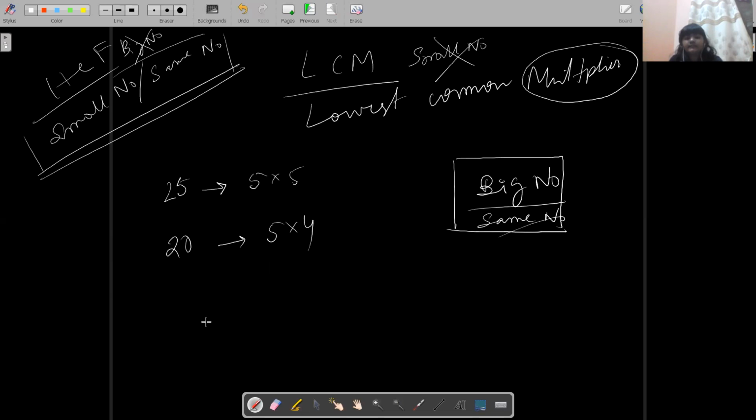It can be the same as one of the numbers or as all the numbers. I have already shown you 18, 18. What is the HCF? 18, that is the same number. Or 9 and 18: 9 is the HCF, the same as one of the numbers. But actually it is either the same or lower than the number. 9 is lower than 18. But in LCM, it should be either the same or bigger.